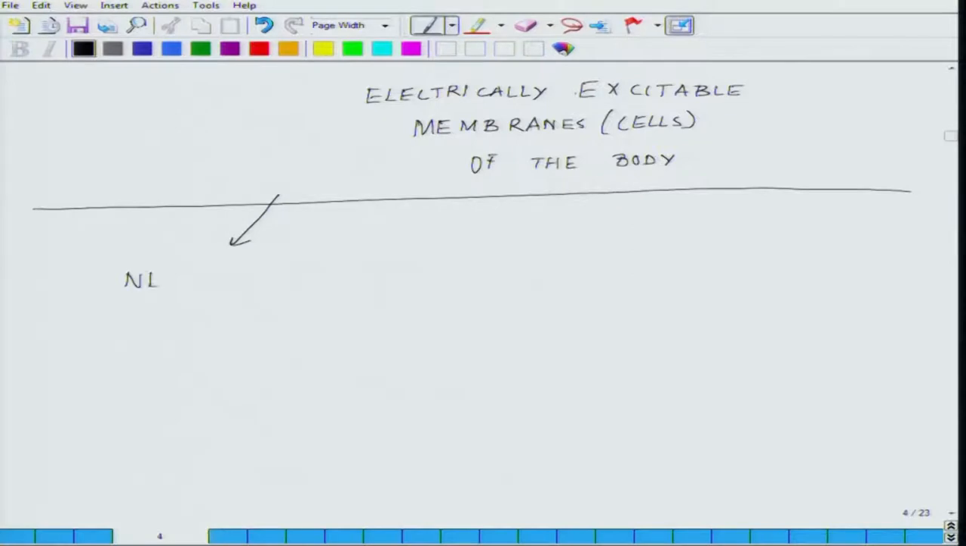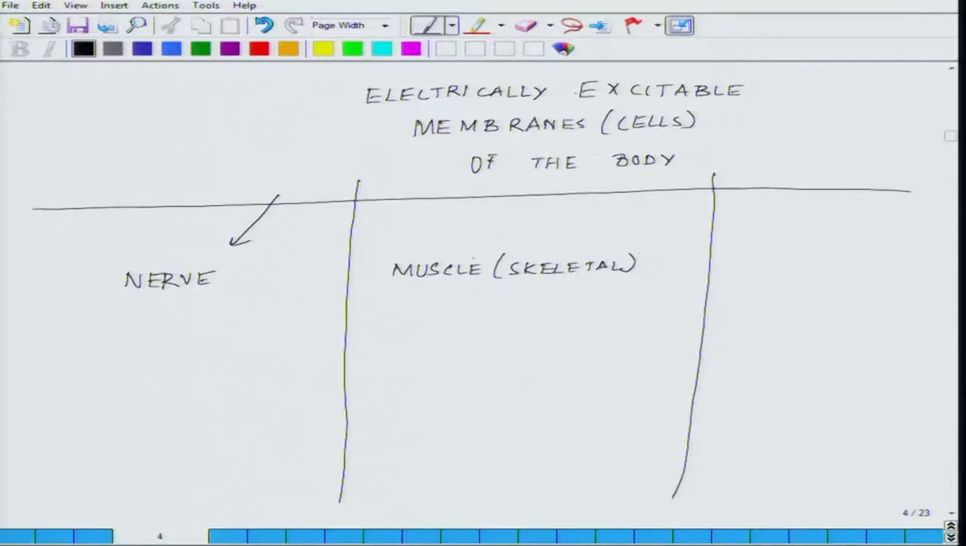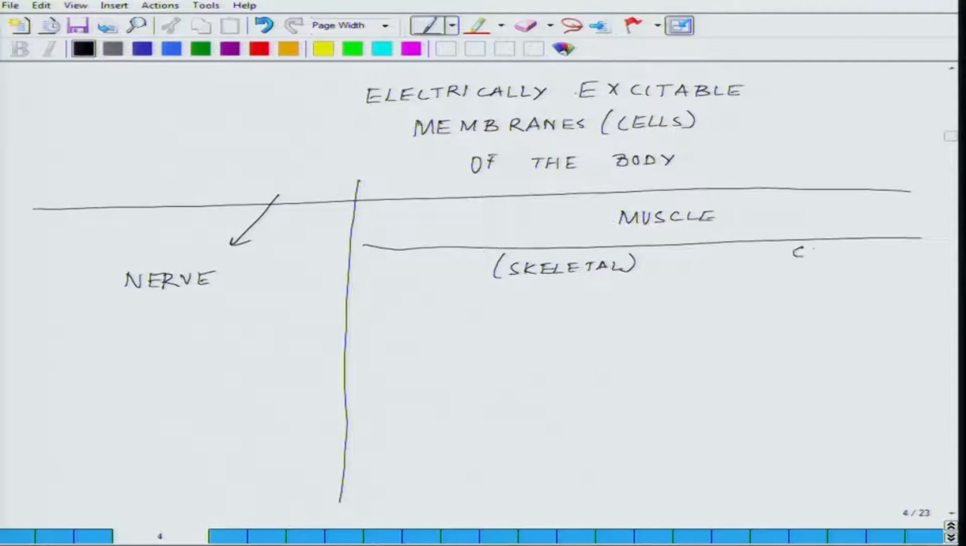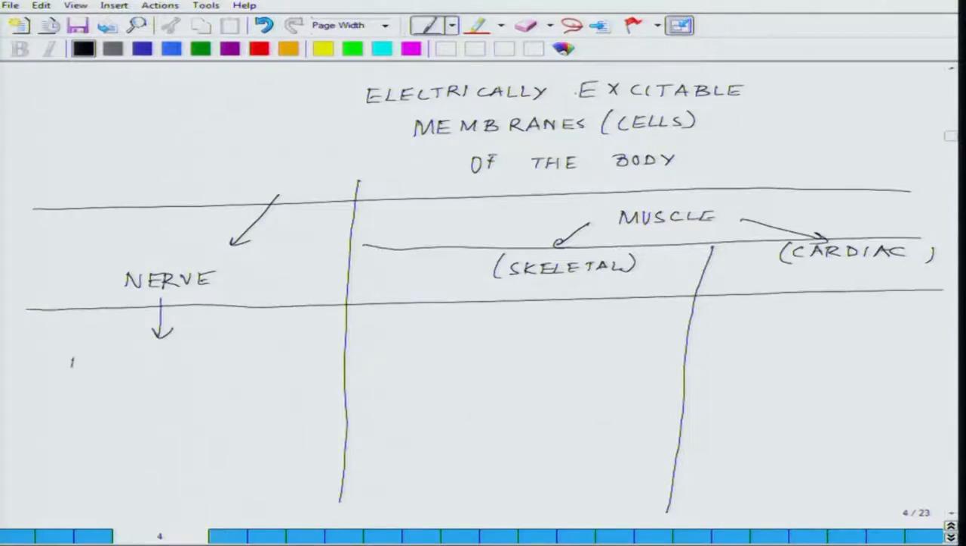Okay. So, you have the nerve cell, you have muscle, mostly skeletal, which is more pronounced, and you have the other muscle. Let me do it like this. Okay, now I am doing it right. Cardiac and skeletal. Essentially, we will be talking about nerve bioelectricity, skeletal bioelectricity, and cardiac bioelectricity. So, these are in the leftmost column.